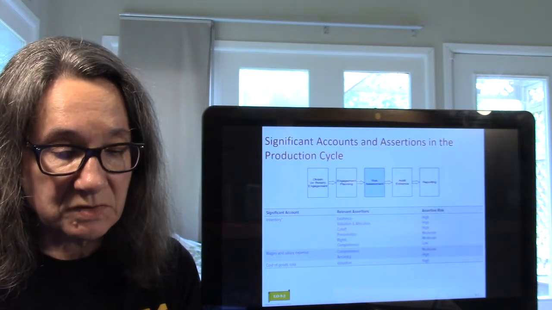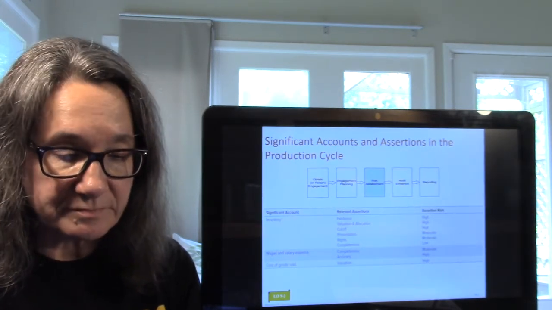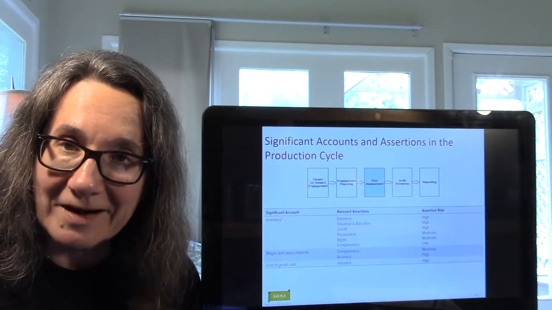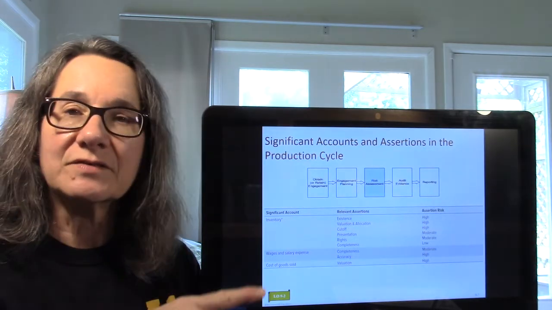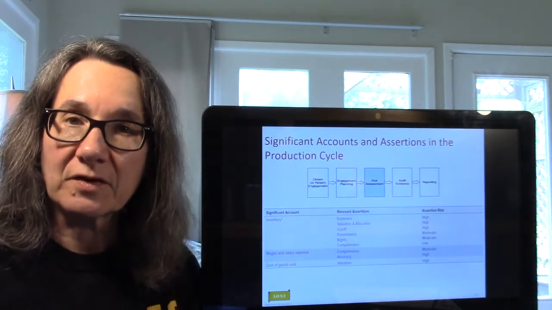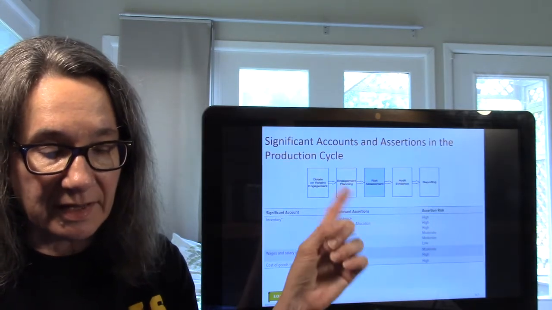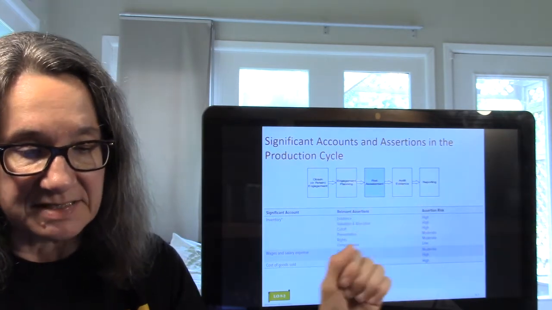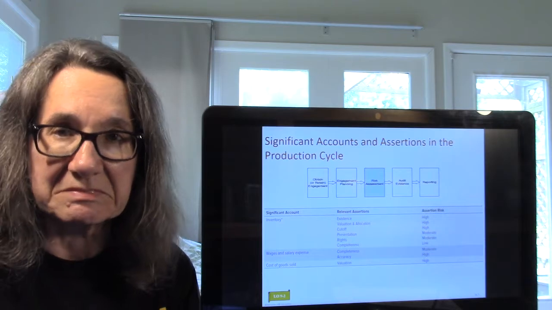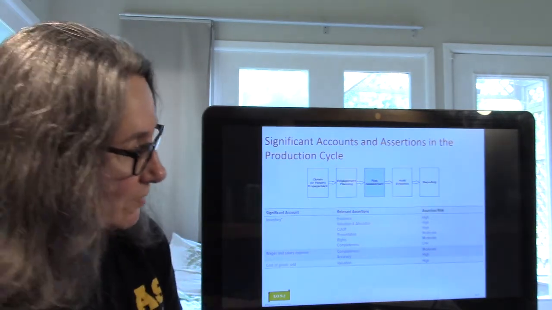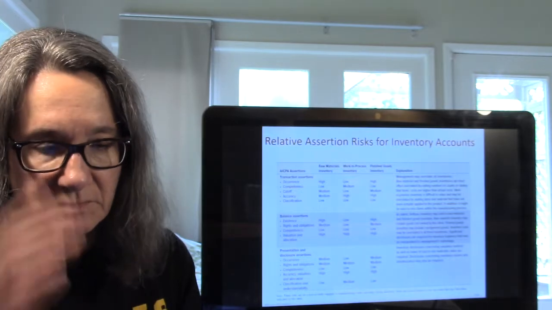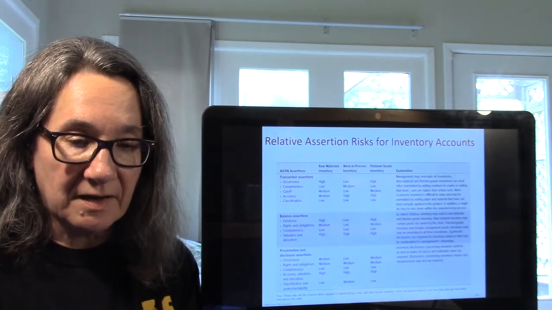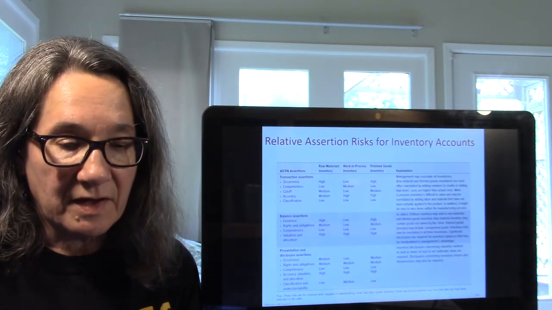Of course, cost of goods sold, is that number really the number? So cost of goods sold is an expense, and it's entirely based on what you valued your inventory at, right? So as you sell it, the inventory asset becomes an expense, cost of goods sold. So obviously you don't have to worry about existence because it's not an asset, and you certainly can sell something to a customer that you didn't actually have, but valuation is a big problem. All right, so relative risks for the different inventory accounts.